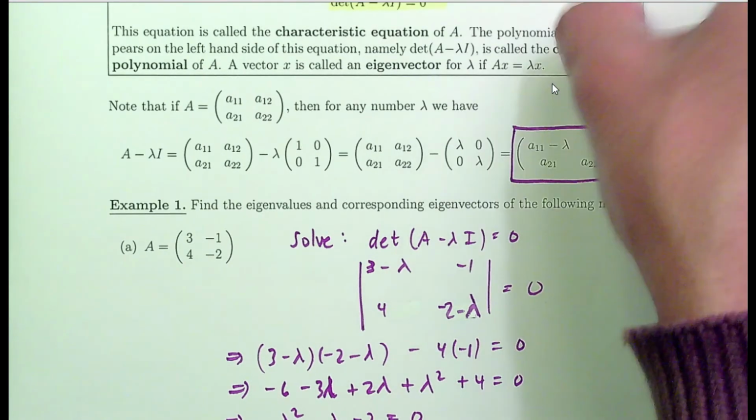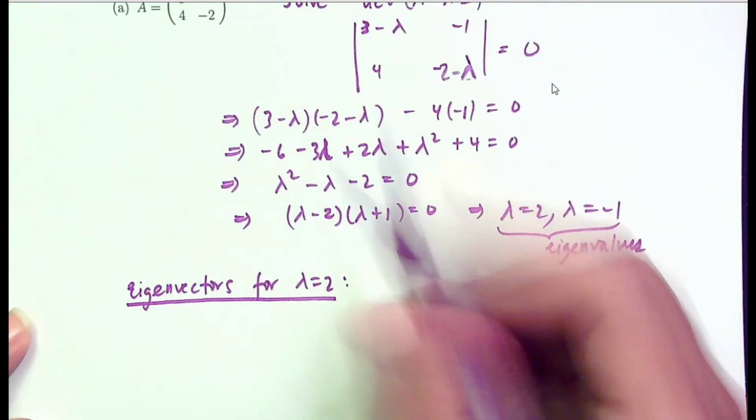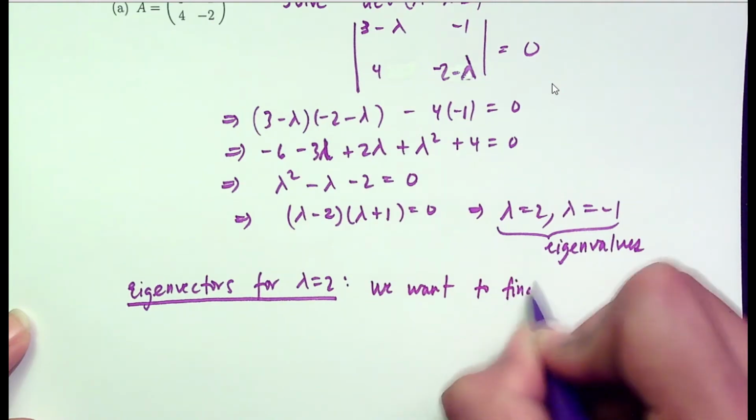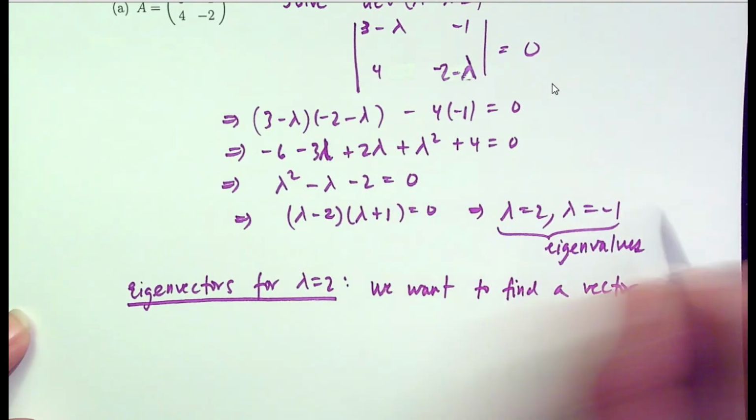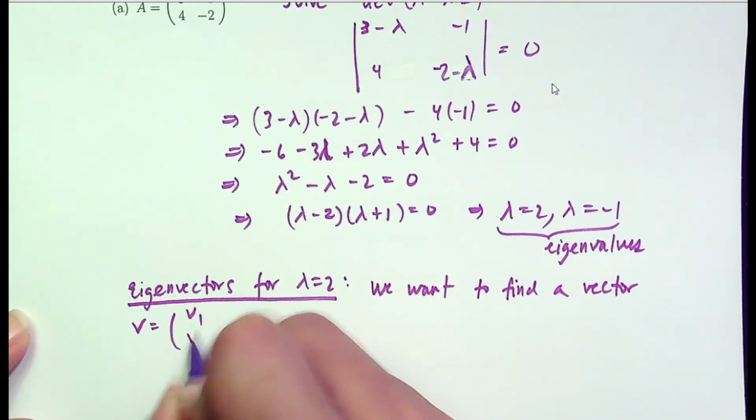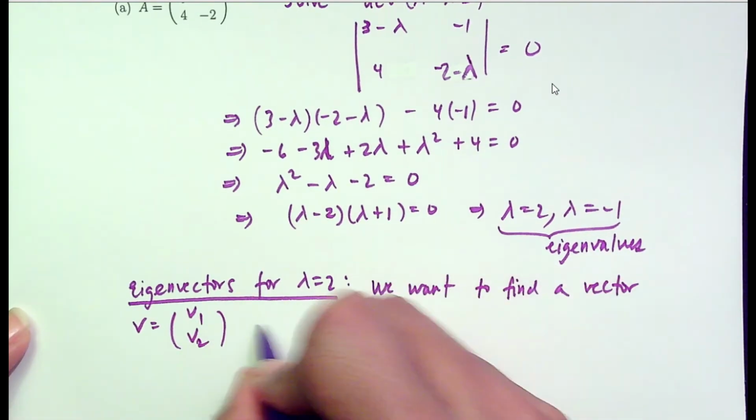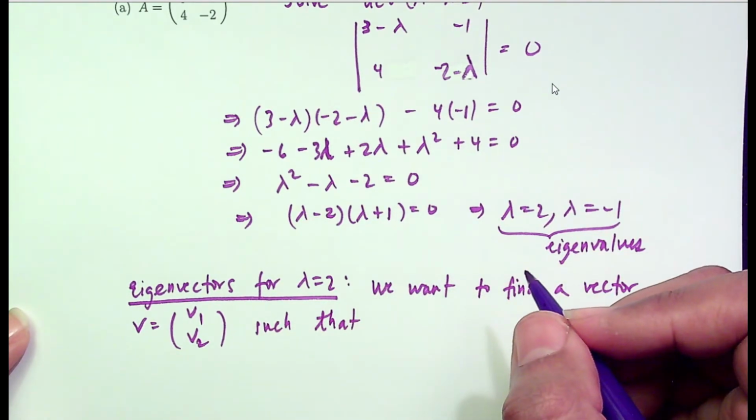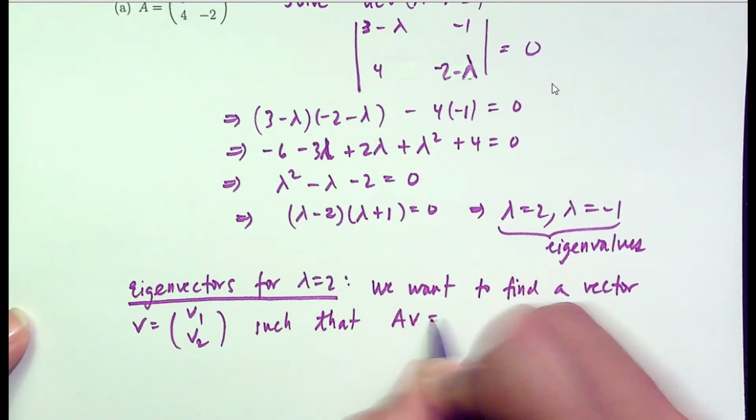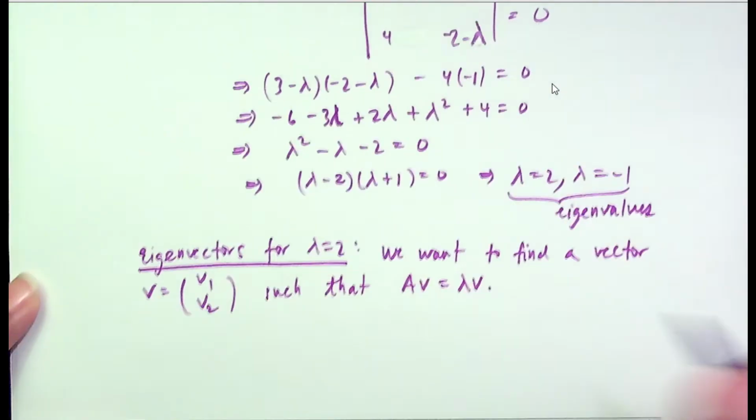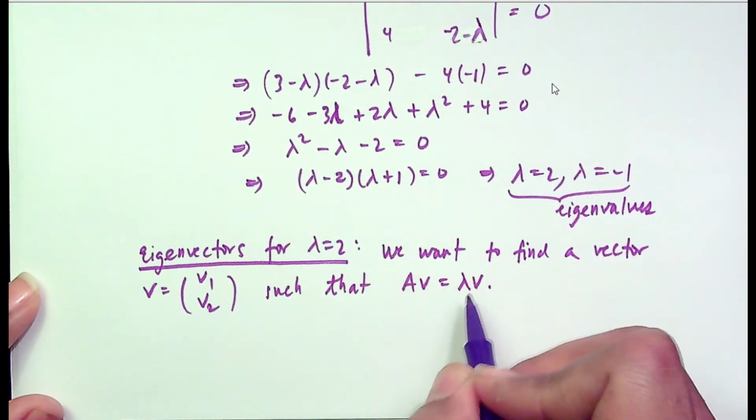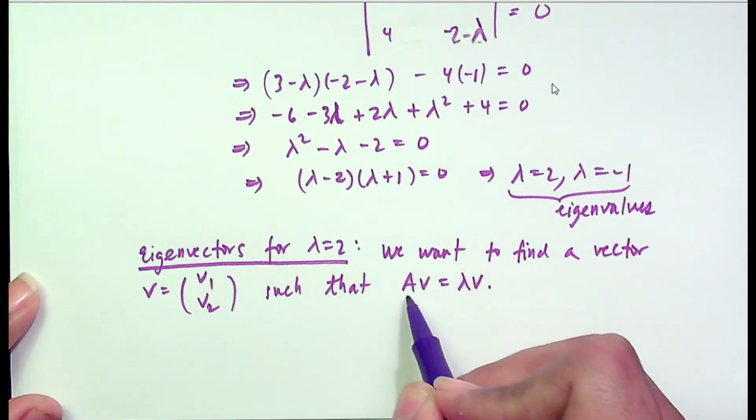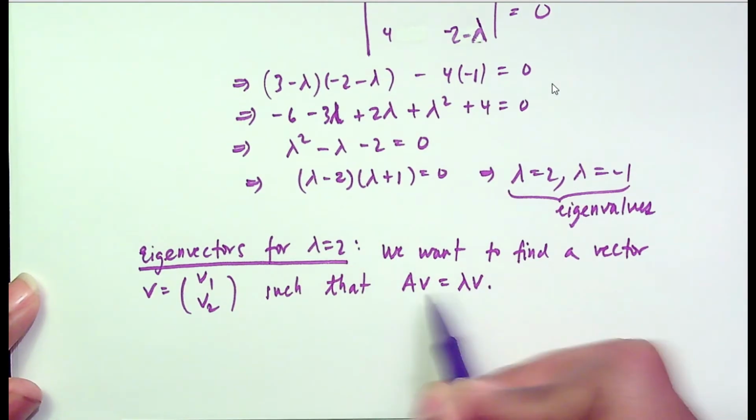So that means we want to find a vector v, which is going to have two entries, v1 and v2, such that Av equals lambda v. That's the equation that we have to solve. We already know what lambda is. In this case, we're doing lambda equals 2. We know what A is. We have to figure out the unknown, which is v.